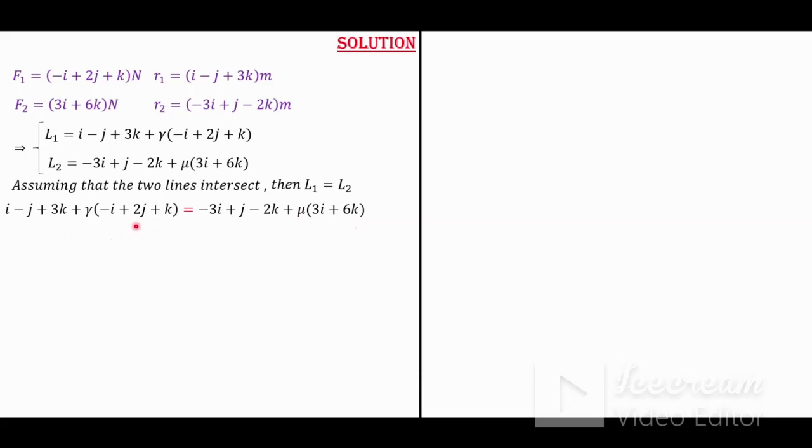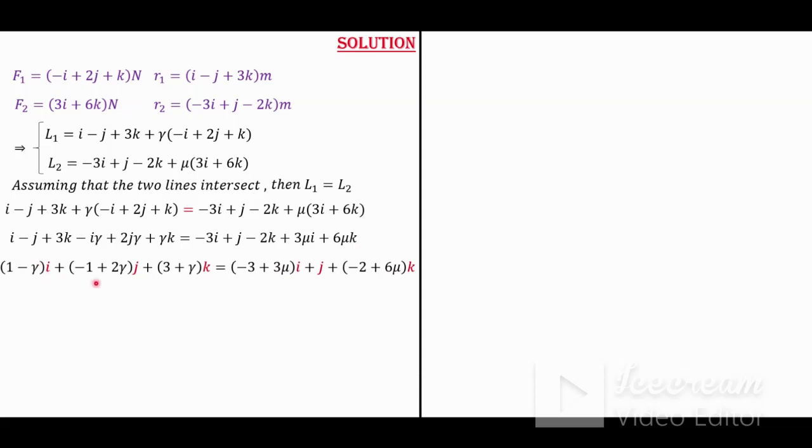Expanding the left hand side and the right hand side, we obtain the left hand side to be i minus j plus 3k. Then gamma times negative i gives us negative i gamma, gamma times 2j gives us 2j gamma, and gamma times k gives us gamma k. This equals negative 3i plus j minus 2k, plus mu times 3i gives us 3 mu i, and mu times 6k gives us 6 mu k.